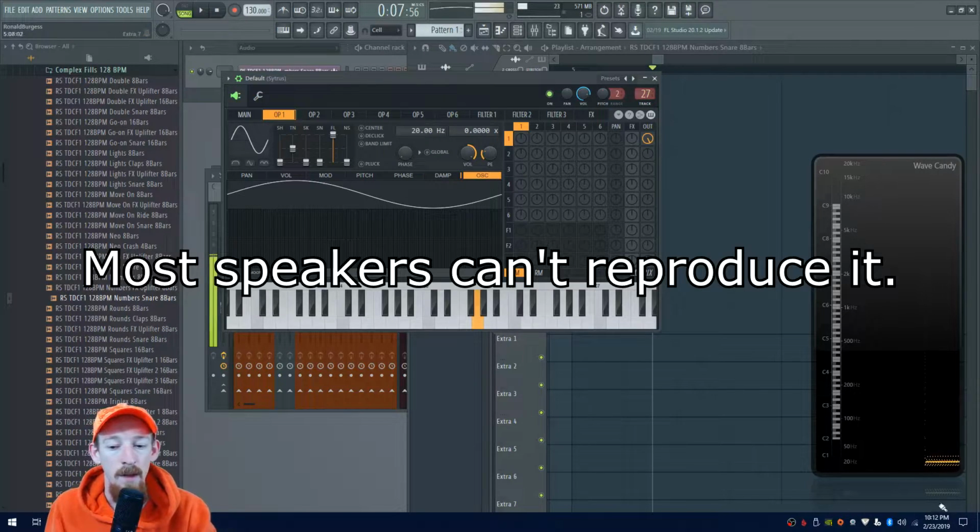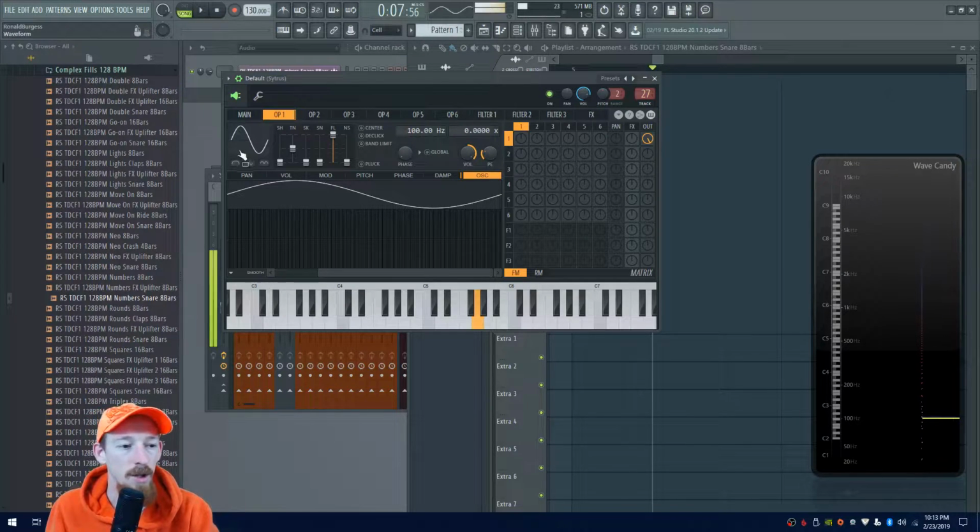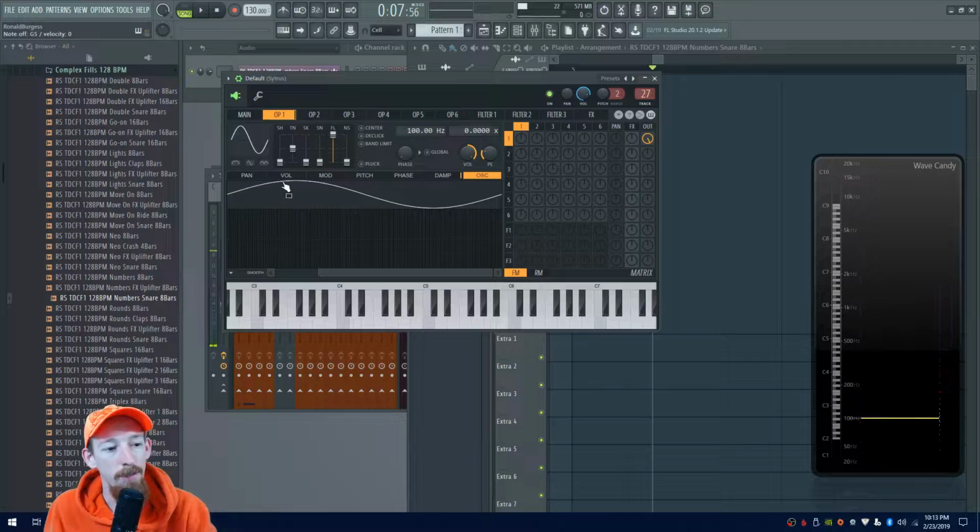If I play it, you can see it down there. You might be able to hear it, you might not. I have a hard time hearing 20 hertz. If I go up to like 100 hertz, if you have good speakers, you should be able to hear this. So here's 100 hertz, and all that's happening is this is playing 100 times per second.